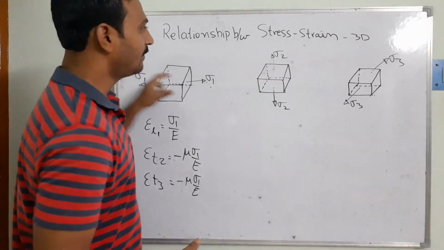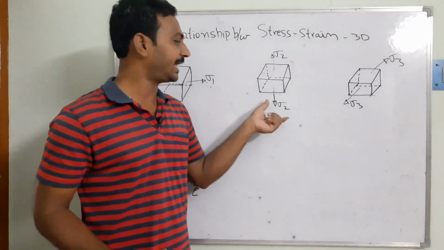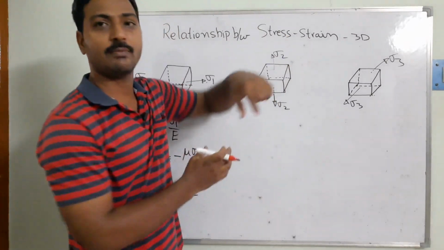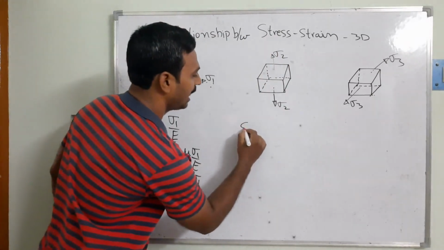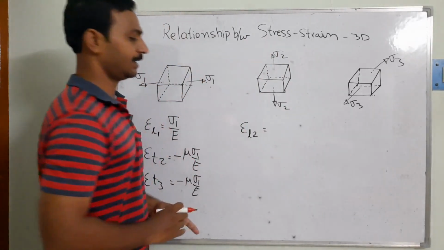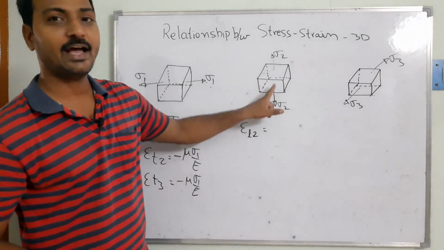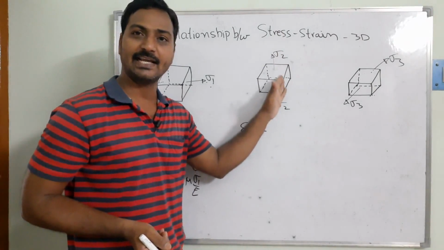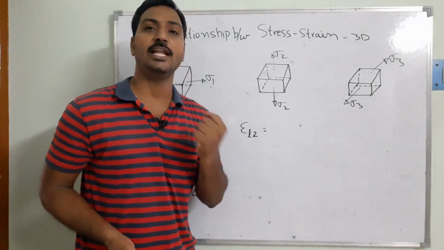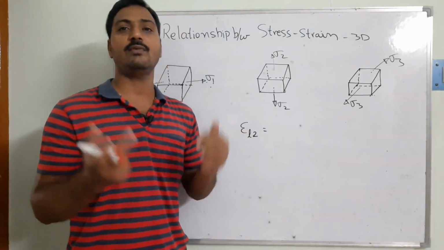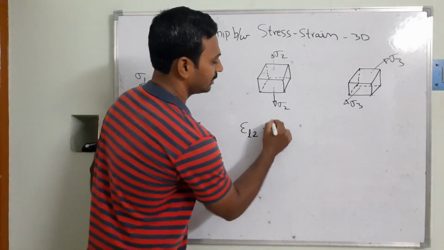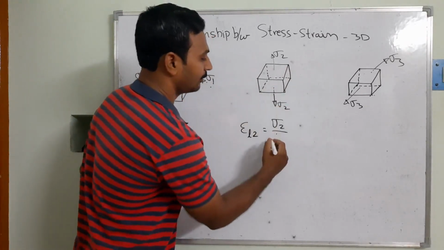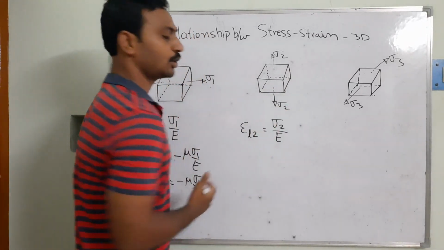Similarly, when the member is subjected to the second direction stress, what will happen? Now the y direction becomes the longitudinal strain, so I take epsilon L2, because the stress is acting in the y direction. Whatever dimension change occurs in the y direction, the second direction, is the linear strain. The remaining two directions, 1 and 3, become the lateral strain. So what is the formula? The strain in the longitudinal direction is equal to sigma 2 by E.